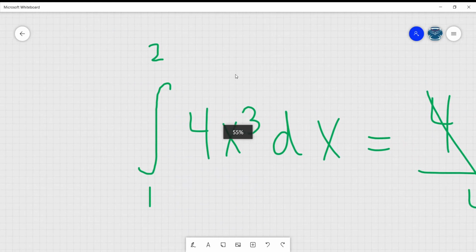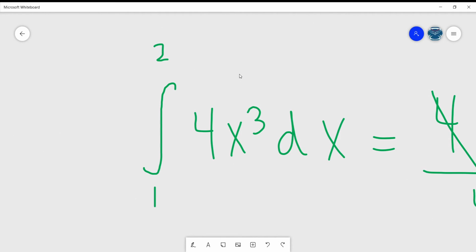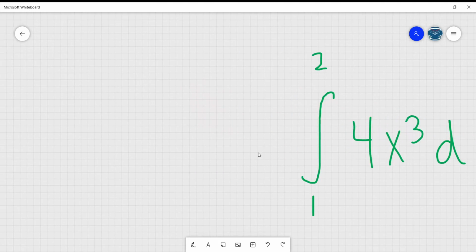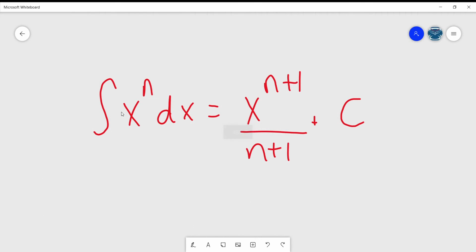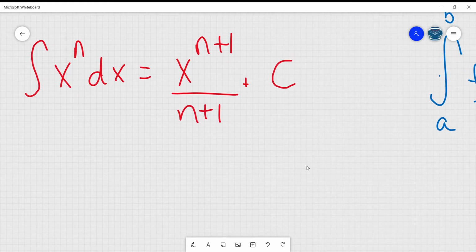So here's an integral that I'm sure we all are confident that we could do. This is the integral from 1 to 2 of 4x cubed dx. This is just a simple polynomial, but here's the formula if you guys forgot, written down up here. The integral of x to some power n is equal to x to the n plus 1 over n plus 1, and n can be any number except -1, of course.